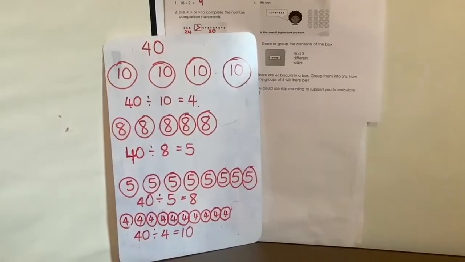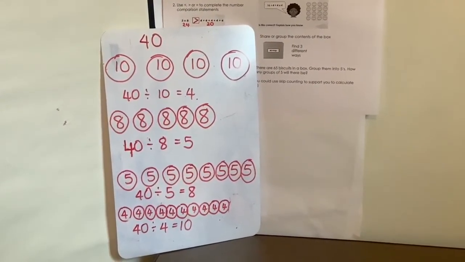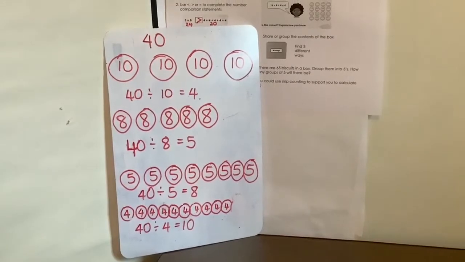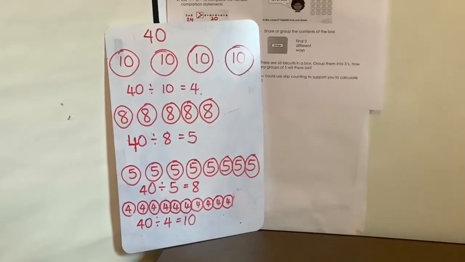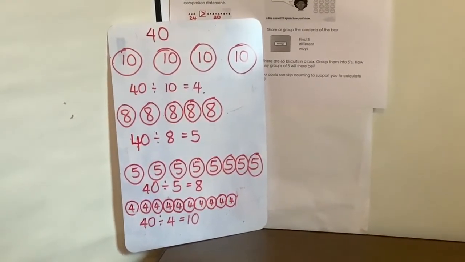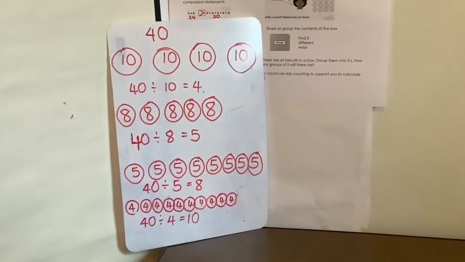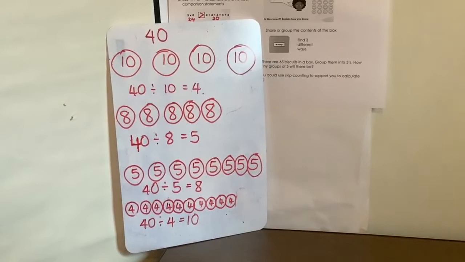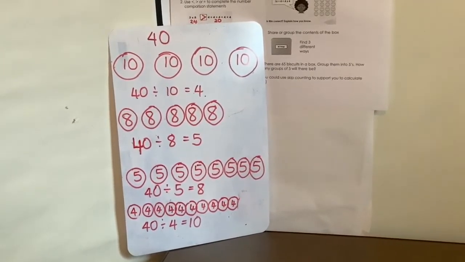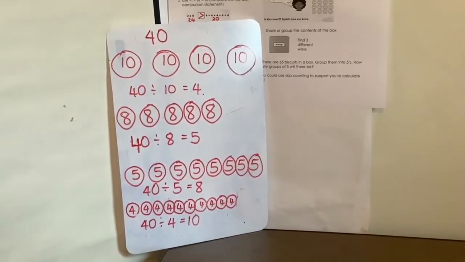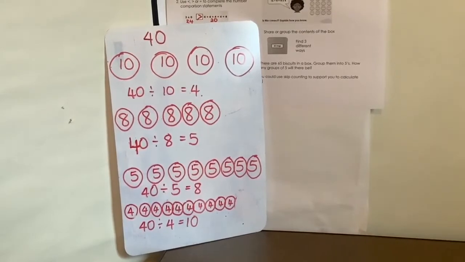So with question 5, you were trying to share or group the contents of the box. And there were 40 items in that box. You had to try and find 3 different ways. So perhaps you did in groups of 10. Perhaps you did in groups of 8, in groups of 5, in groups of 4. You may have done it in 2 groups of 20. Well done, and I hope you found 3 different ways.